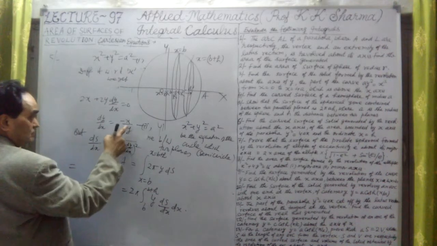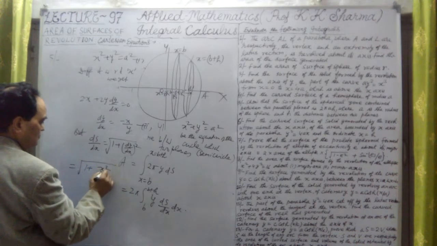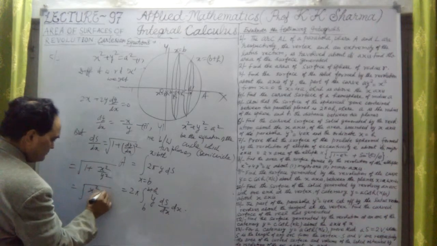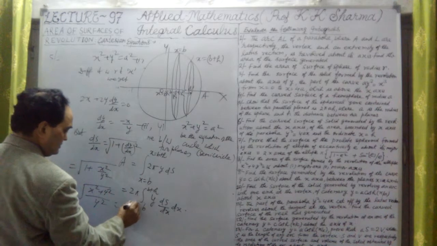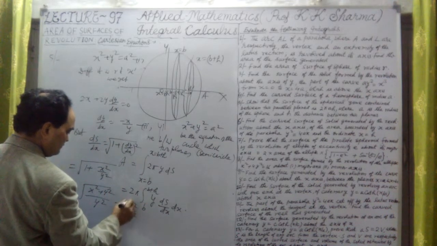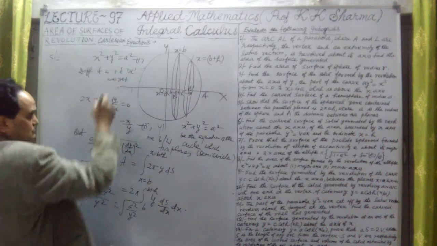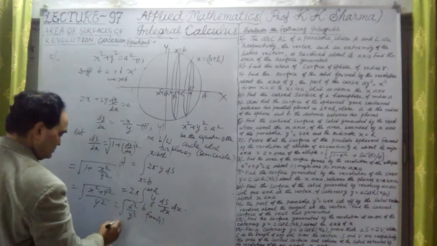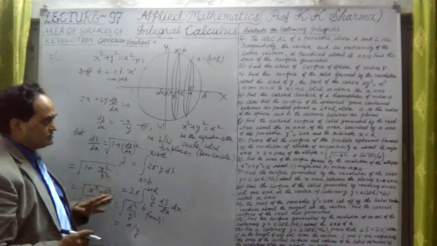So we calculate this: minus x upon y squared means x square upon y square. Then 1 plus x square upon y square is x square plus y square upon y square, that means a square upon y square, because x square plus y square equal to a square from the first equation. So ds upon dx is a upon y.